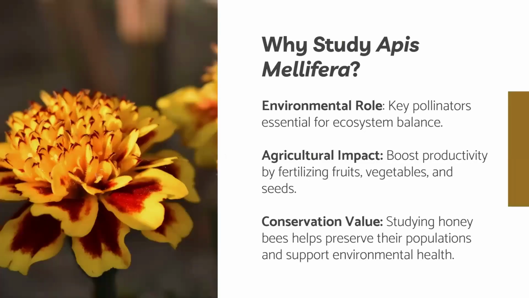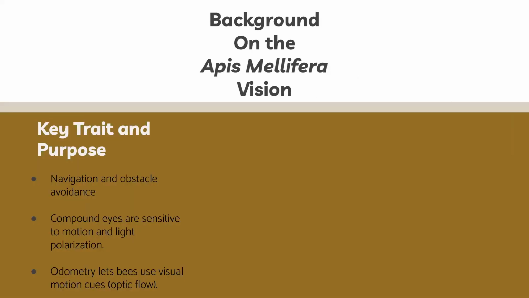Why study Apis mellifera? They're going to be key pollinators, which is essential for ecosystem balance. They're going to have a huge agricultural impact because they're key pollinators. They're going to boost productivity by fertilizing fruits, vegetables, and seeds. Because of these two things, it's in our best interest to conserve them. So if we're studying honeybees, it's going to help preserve their populations and support environmental health.